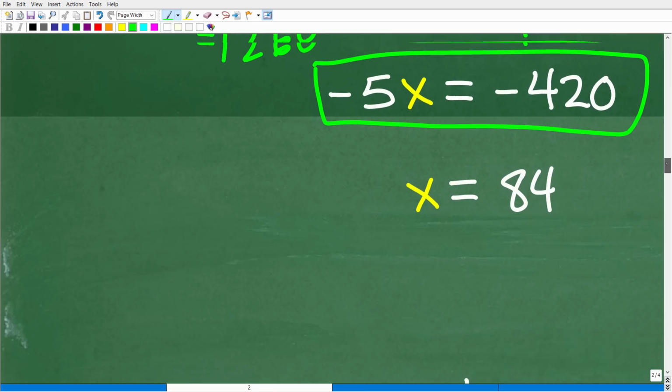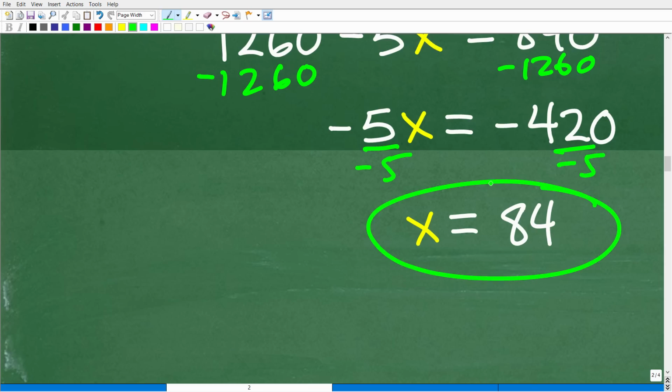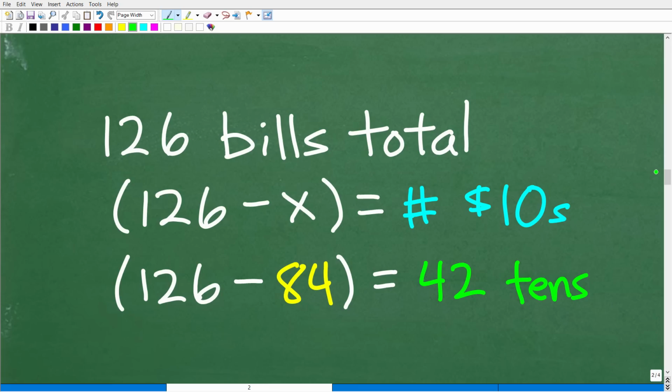Got to be careful with those positive and negative values. And finally, to solve for x, all I have to do is divide both sides of the equation by negative 5, and I end up with x is equal to 84. So x is what? Well, remember, we said that x is the number of 5s. But let's go ahead and check this. And remember, our setup was we have 126 bills total.